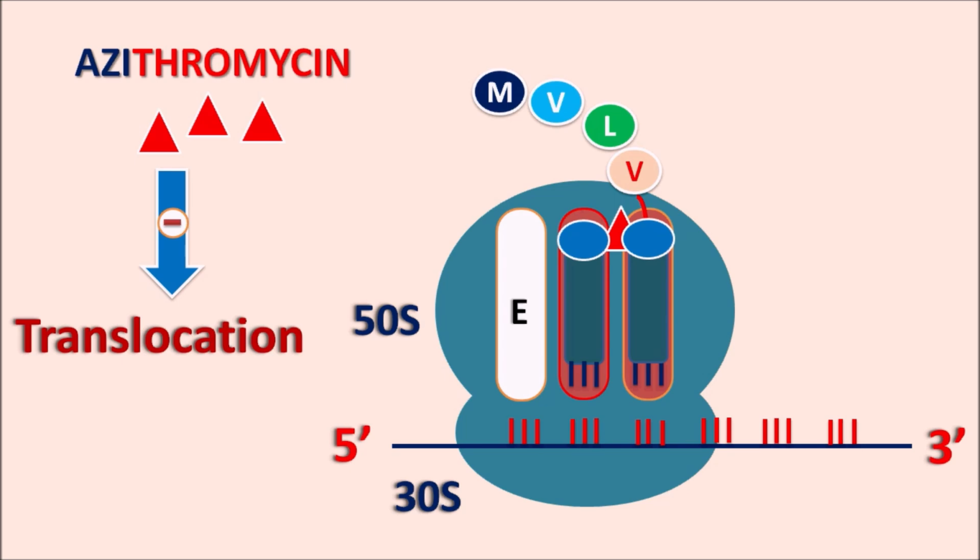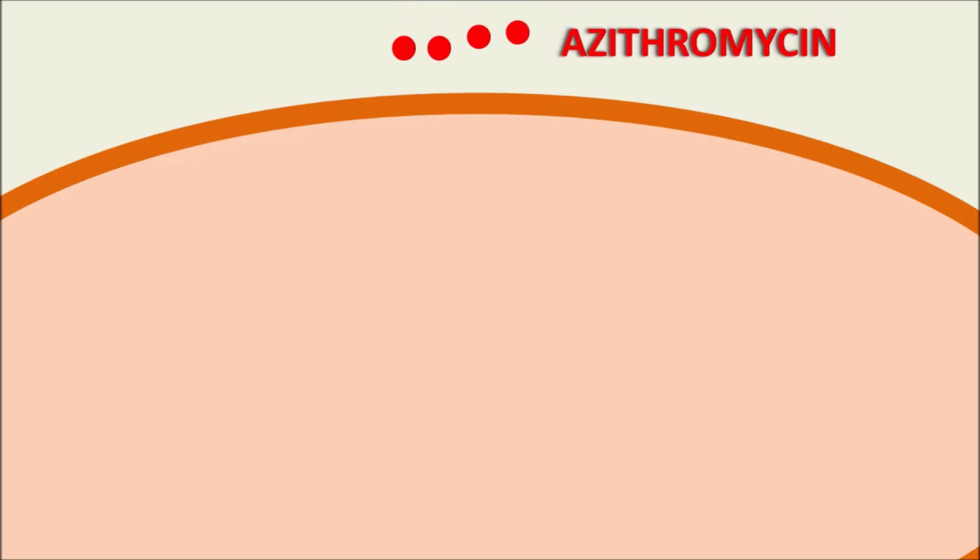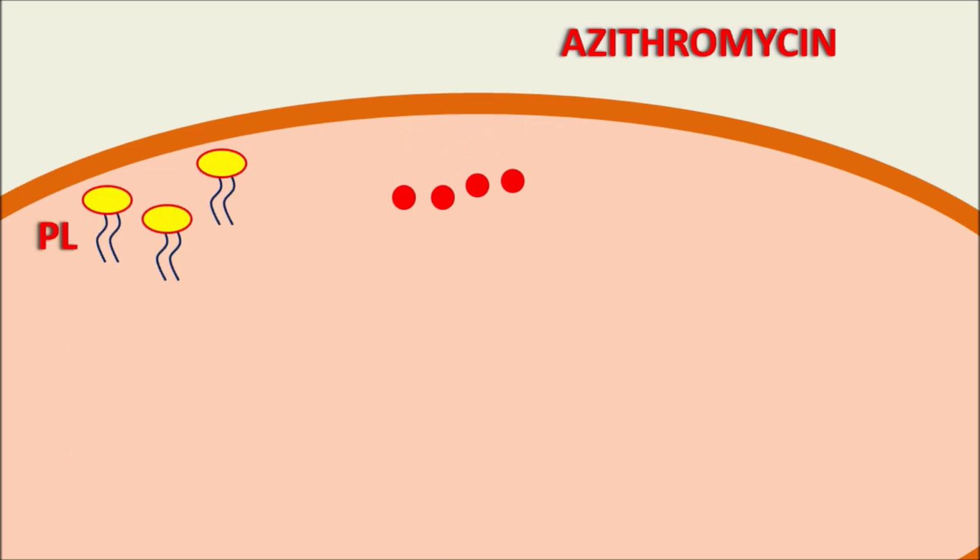But apart from this, the drug also shows some immunomodulatory activities. Azithromycin can act on the immune cells as well as epithelial cells. So once this drug enters the immune cells, it can interact with the phospholipids. And once azithromycin interacts with the phospholipids, it alters the membrane fluidity.